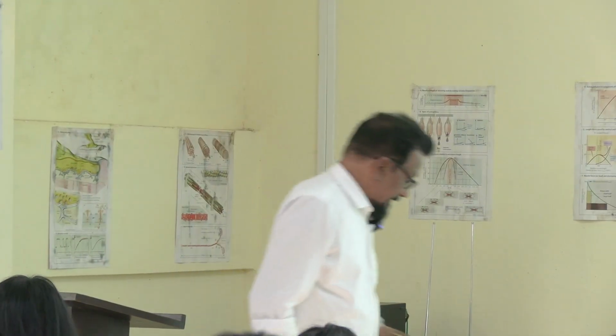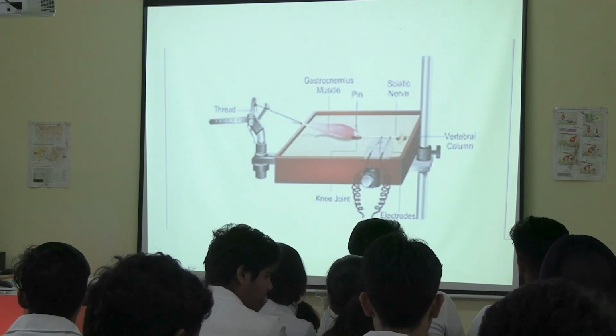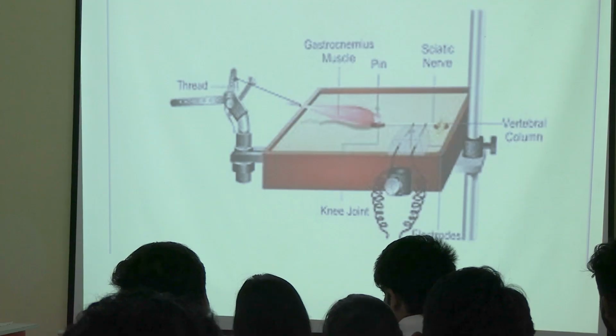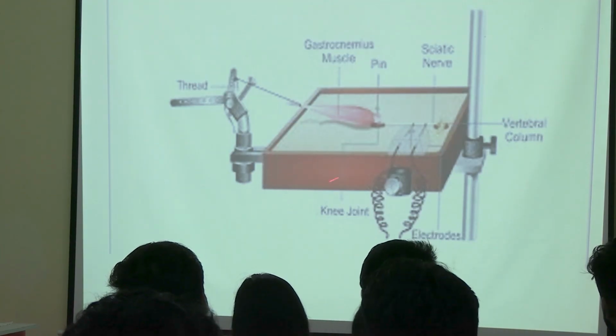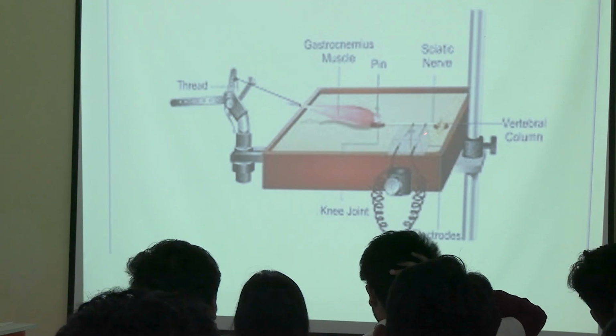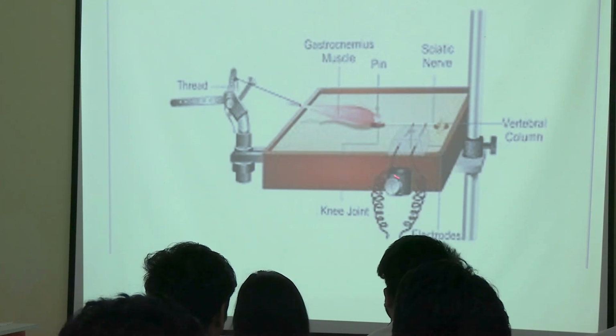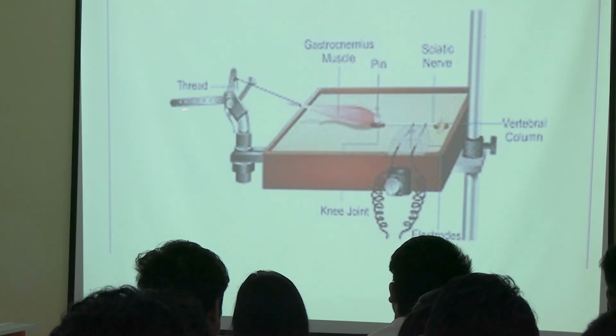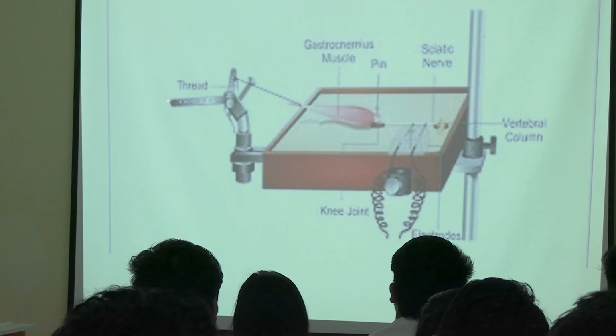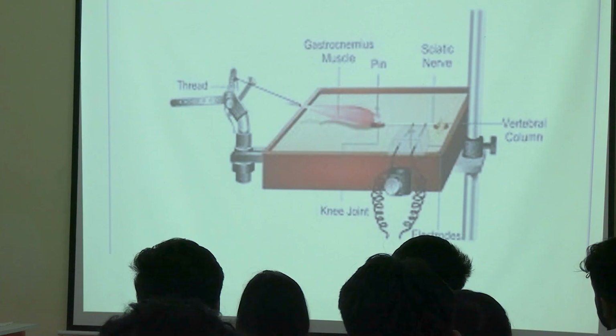Now I have to make the setup. How can I make the setup? This is the one setup. This is called a myograph. This is the stand. You can move it up and down with this stand. And this is a lever. With this lever, there is a lightweight stick.